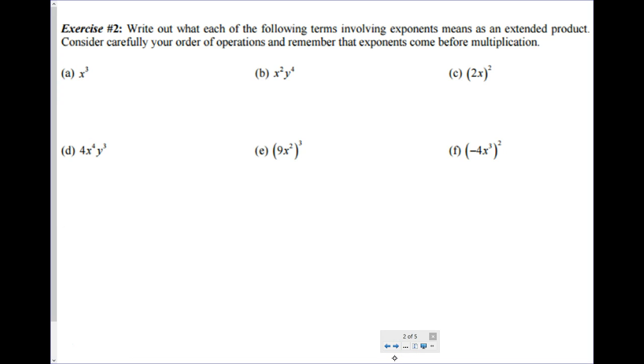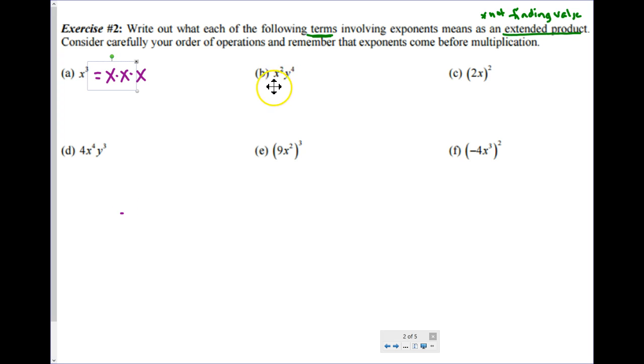Exercise 2. Write out what each of the following terms involving exponents means as an extended product, so we're extending again. Carefully consider your order of operations and remember that exponents come before multiplication. So in this exercise, we don't need to find a value. So we're not finding value. We're just extending the product. So let's take a look at A. A says x to the 3rd power. What does that mean? It means we're multiplying x 3 times. Okay? X is being multiplied 3 times.